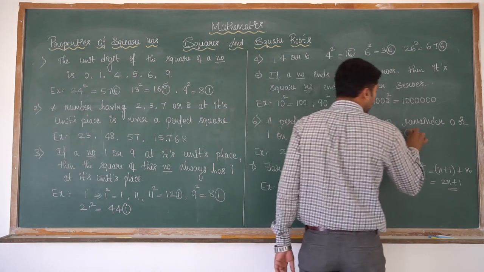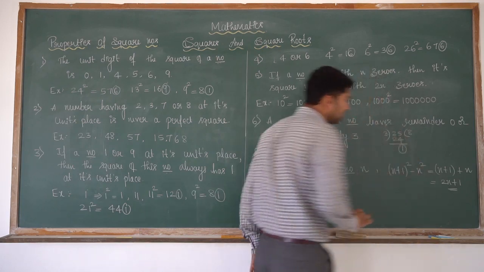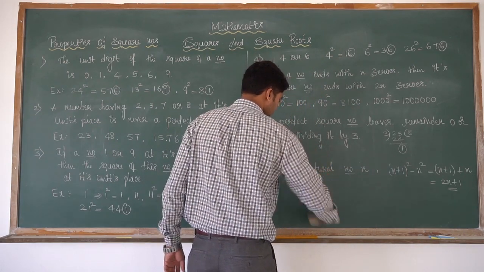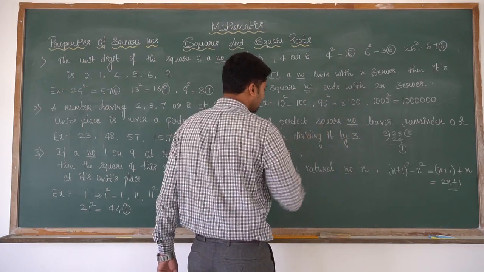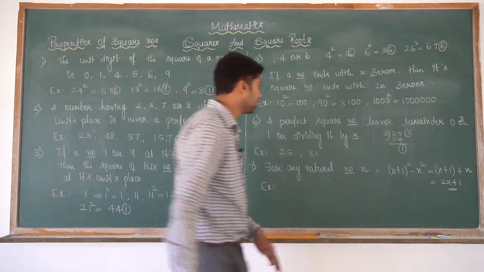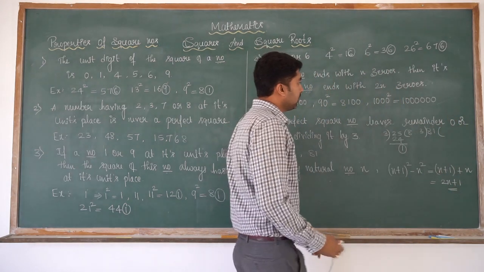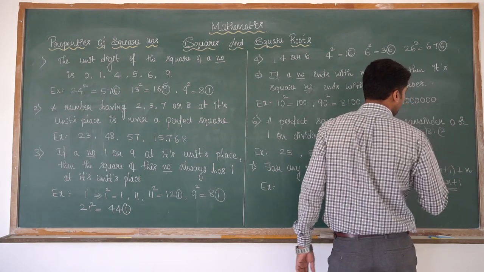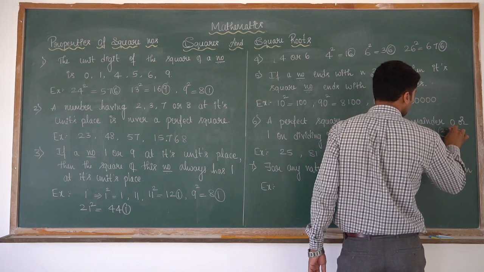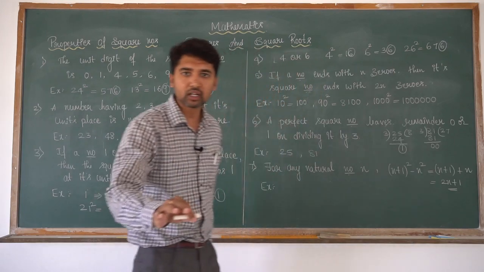Okay, 3 8s are 24, 1 is the remainder. Then if I take the next number, 81, and divide it by 3: 3 2s are 6, 2 will be a remainder, then 3 27s are 81, 0 is the remainder. Hope you can understand what I am telling.